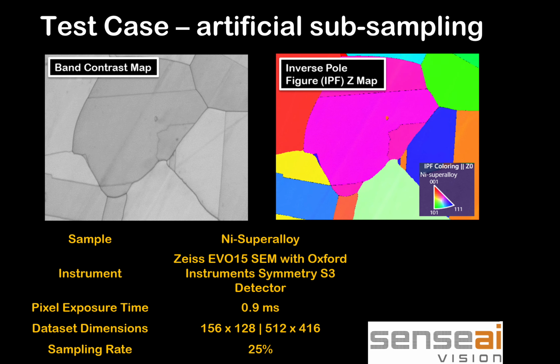Okay, so the first case, we're going to do artificial subsampling. What we mean by artificial subsampling is that we're going to take a 100% sampled image, which is our ground truth, and we're just going to start throwing away data randomly to see how much we can throw away and still reconstruct and get our ground truth data back. So here's the process that we're going to do. It's a nickel superalloy, Oxford Instruments system on a Zeiss microscope, typical dwell times, but now we're only going to go with 25% of the data.